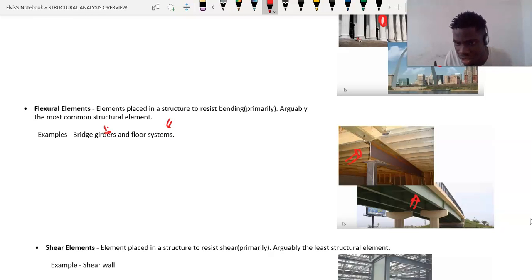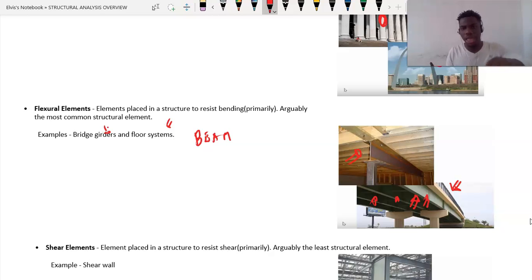As you can see, guys, this is the deck of the bridge, right? And how can we support this deck? We need to place bridge girders in order to support the deck. So the bridge girders are placed under the deck of the bridge. These are the bridge girders. Now, these bridge girders are flexural elements because they are subjected to bending. So we need to place an element that will resist this bending. You need to know that the most common flexural element is the beam.